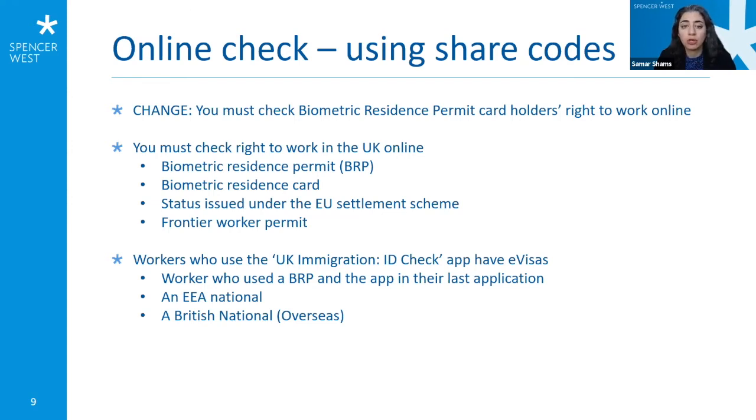So that might be a worker who used a biometric residence permit and the UK immigration ID check app when they last applied. That app allows people to verify their identity by reading a chip in their passport or entering details of their BRP card and scanning an image, rather than going to an appointment to submit a digital photograph and finger scans. So it can be quite useful in the application process, and those who are able to are often using that system. They will have e-visas. An EEA national is likely to have digital status or an e-visa, or a British National Overseas. So for example, people from Hong Kong might have that type of e-visa, as they will have used this ID check app.